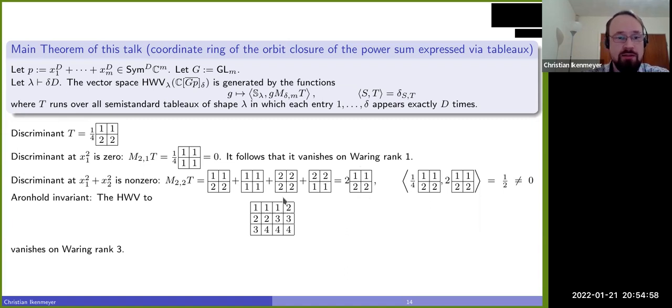There are more complicated things, for example, the classical Aronhold invariant, which really is this tableau here. This tableau vanishes on Waring rank 3, and one can see this immediately, even though you don't see immediately that this is the zero function. Waring rank 3 has no chance here of evaluating to anything non-zero.